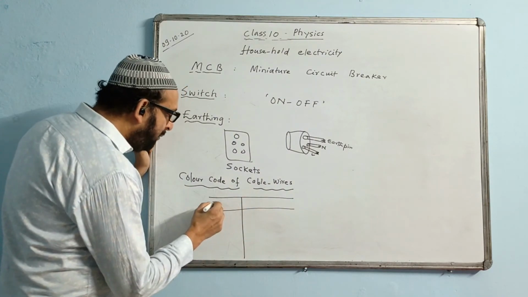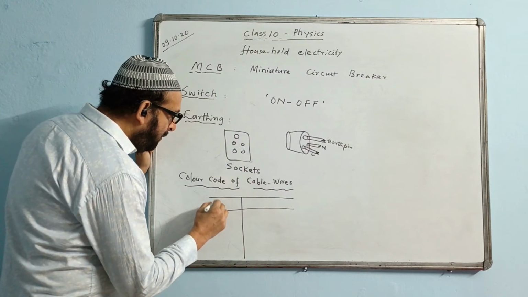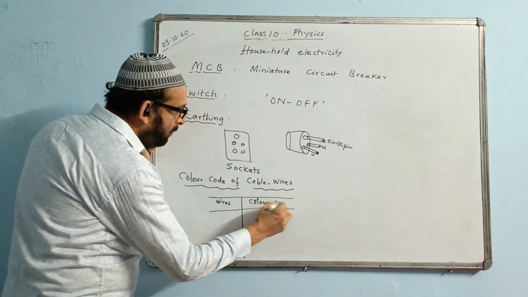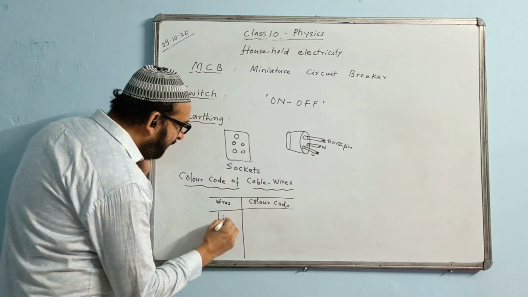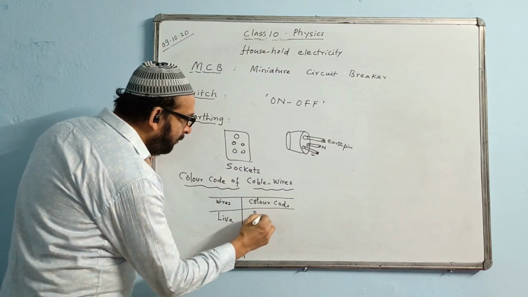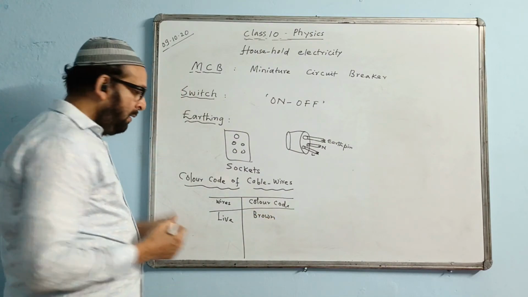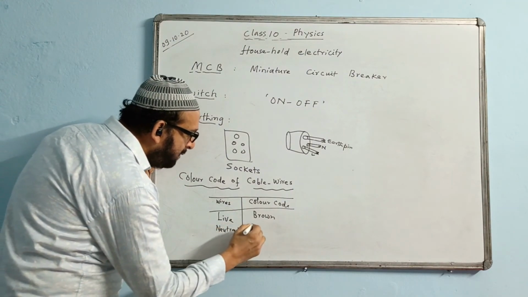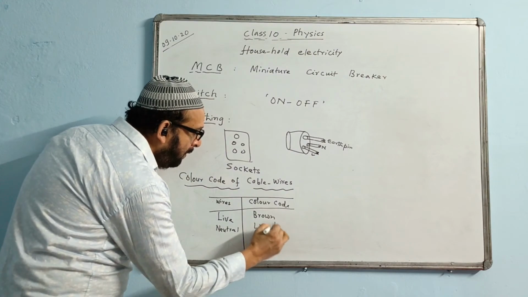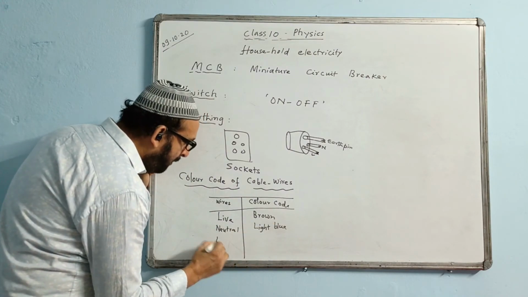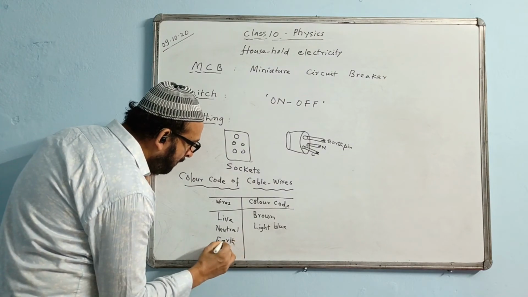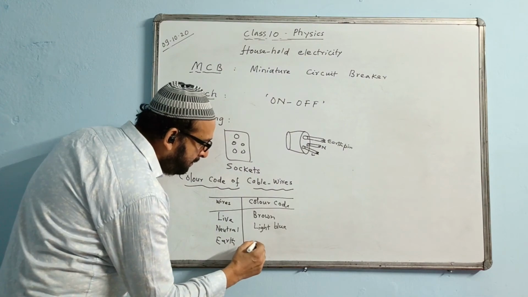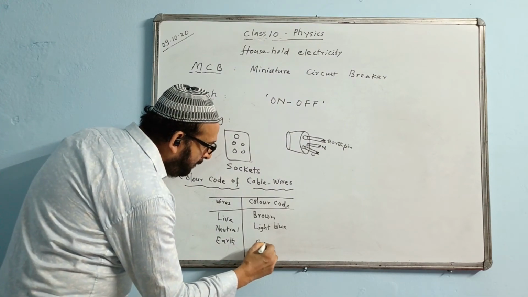So you have to make a table and write down here wires, color code. If we are having a live wire, for the live wire the color used is brown, and for neutral the color used in the wire is light blue, and for the earth wire, the color used is green or yellow.